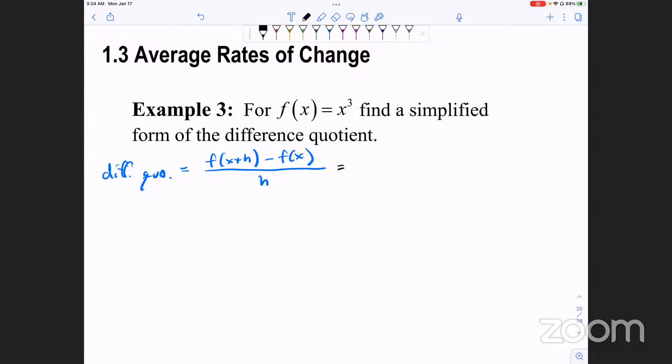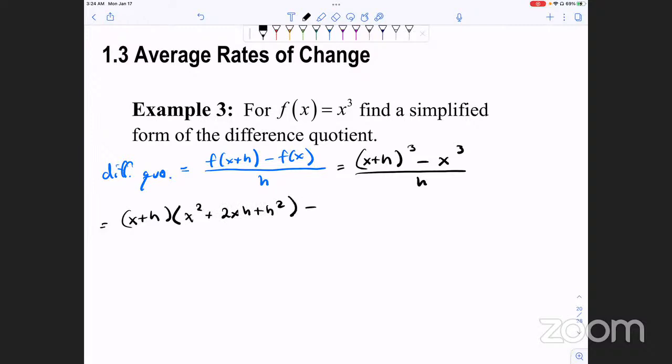Okay, so f of x is x cubed. So now we want to plug x plus h into f of x. We're going to have x plus h cubed minus x cubed all over h, right? We want to simplify this, okay? So if we expand that x plus h cubed, I used to know a shortcut, but that's okay. We're going to do x plus h times, now if we square it, we'll have x squared plus 2xh plus h squared, minus x cubed all over h.